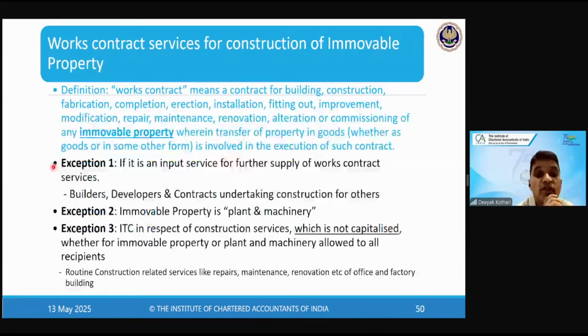ठीक है. Then works contract services. वर्क्स कॉन्ट्रैक्ट सर्विस के ऊपर भी आपको क्रेडिट नहीं मिलता है. So, but the membership of a club by the club to its employees, then allowed? Even then, that's not allowed. So it's a club, and club is giving the membership to its own employees. Membership of a club by the club to its employees still not allowed because it is still of a personal nature. Even if the employees of the club become the members of the club, okay, still credit will not be available.